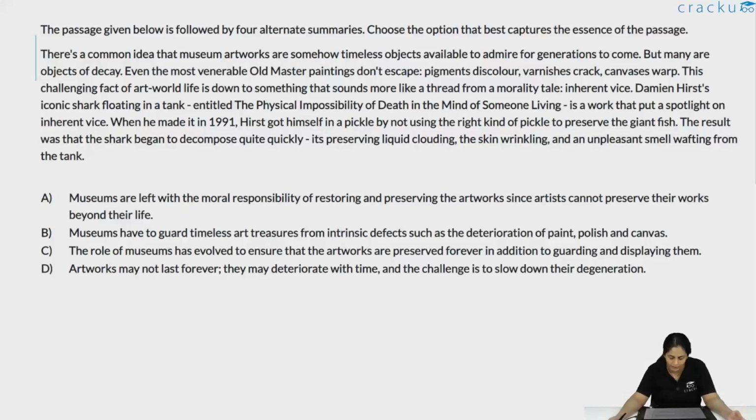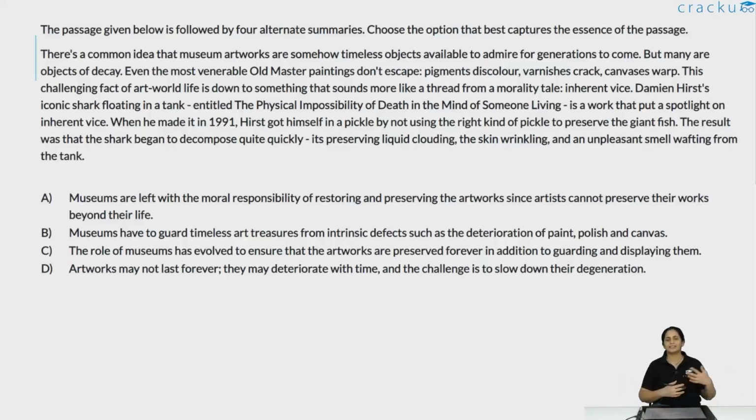Damien Hirst's iconic shark floating in a tank, titled The Physical Impossibility of Death in the Mind of Someone Living, is a work that put a spotlight on inherent vice. When he made it in 1991, Hirst got himself in a pickle by not using the right kind of pickle to preserve the giant fish. The result was that the shark began to decompose quite quickly, its preserving liquid clouding, the skin wrinkling, and an unpleasant smell wafting from the tank.